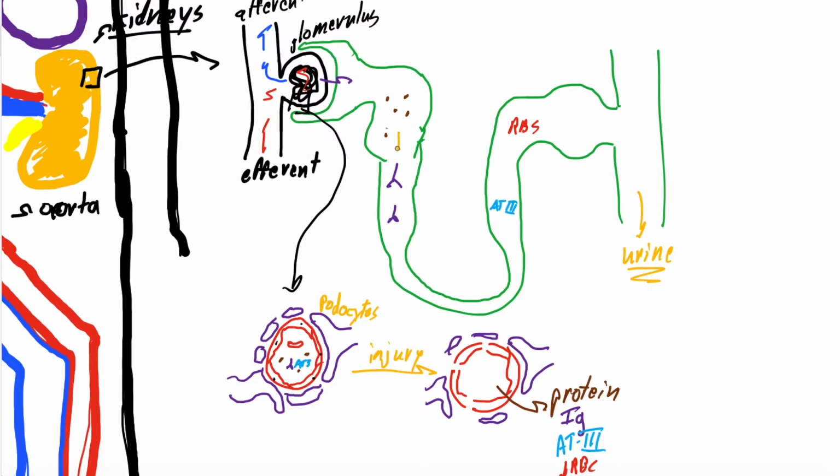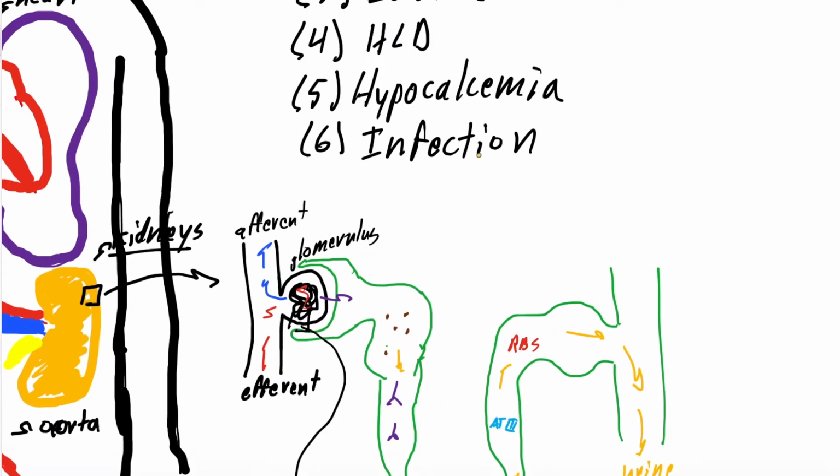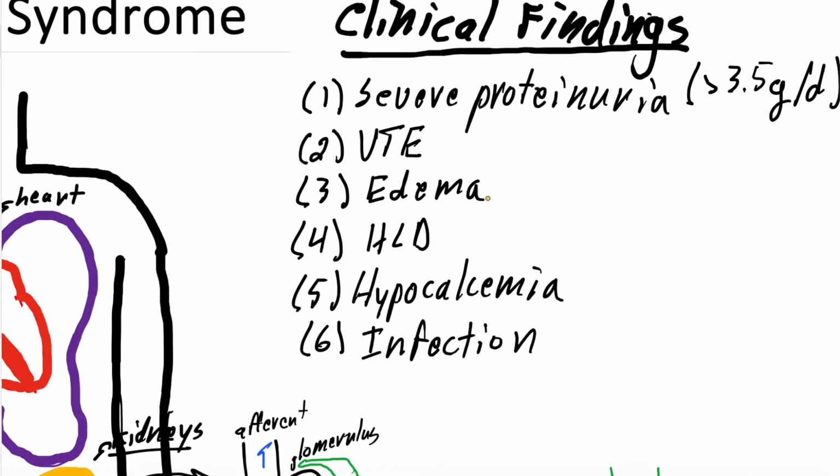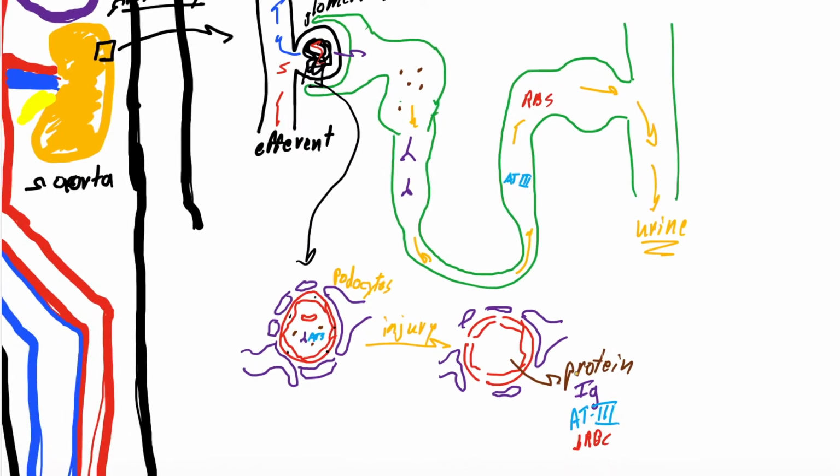It all travels through the nephron, and it can't be reabsorbed because the molecules are too big, and it's excreted into the urine. So what does that mean then? What happens? Well, if we go back to our clinical findings, all these things can be explained by the chain of reactions that occurs when we start excreting all these molecules and proteins into the urine because of the injury in the podocytes.